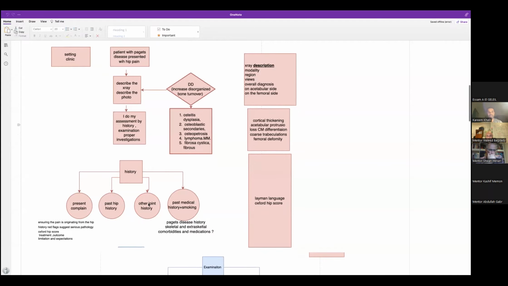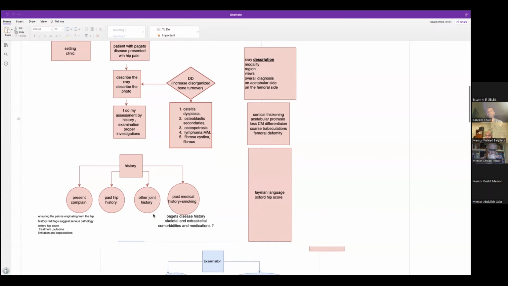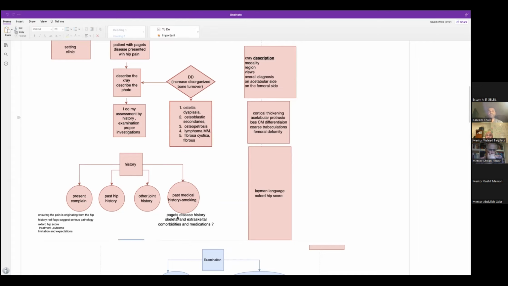Okay, so ensuring the pain originates from the hip joint, and history of red flags suggesting serious pathology, and that's just a single phrase you say. So you are excluding red flags. I will do an Oxford hip score, which all of us do in hip clinics. You sit with the patient asking about stairs, down, up, tying shoes, getting in and out of a car, sitting for how long, night pain, all of this kind of question. What treatment has he received? I will ask about past hip history. I will ask about other joint history and the past medical history, including Paget disease itself, with skeletal and extraskeletal manifestations. What treatment received? What comorbidities and medication?